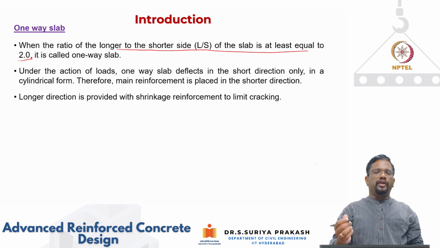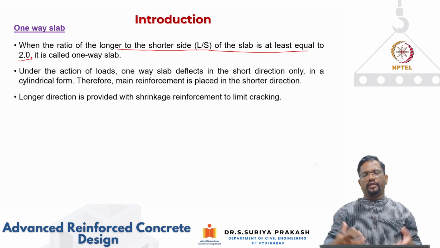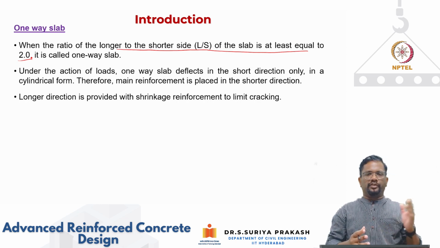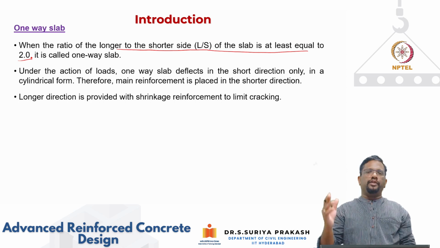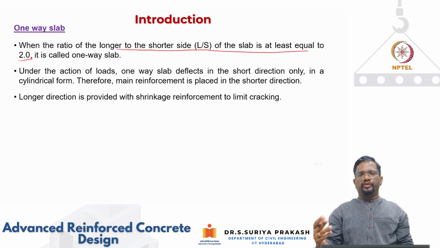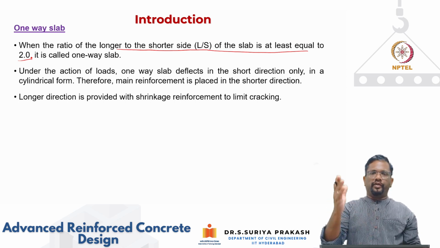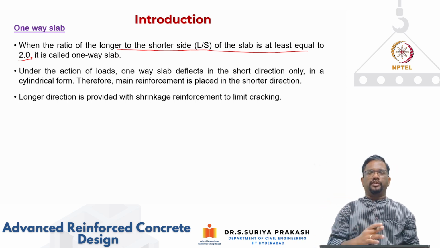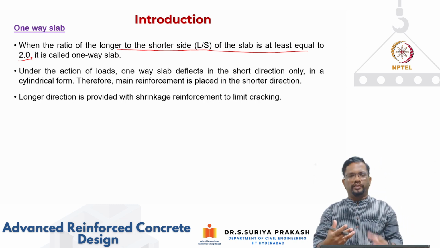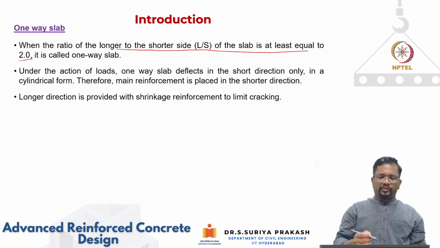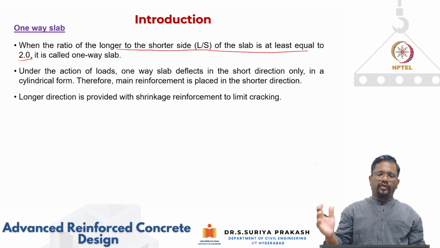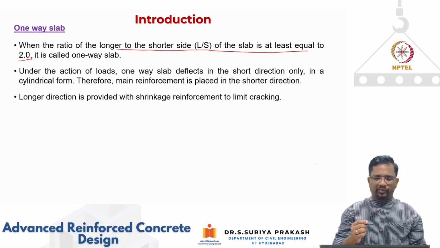Now you can ask me why exactly 2? That is an acceptable number. It doesn't mean that if it is 1.99, it is going to be a two-way slab, and if it is 2.01, it is going to be a one-way slab. 2 is basically a boundary value that we use to differentiate between one-way and two-way slab. In fact, if it is very close to 2, it is better to put reinforcement in both directions, as it is going to bend more like a two-way slab. So this is just a number to mark the demarcation between one-way slab and two-way slab.